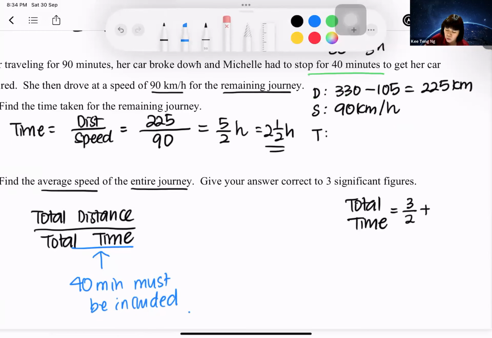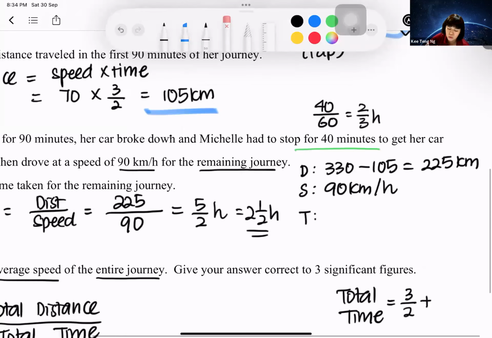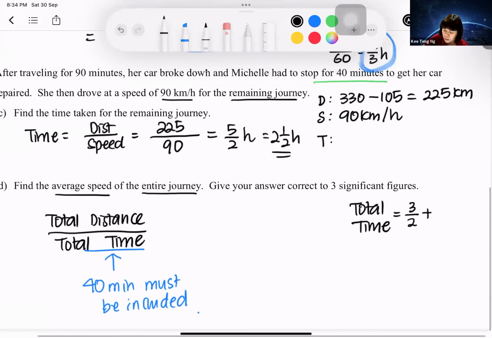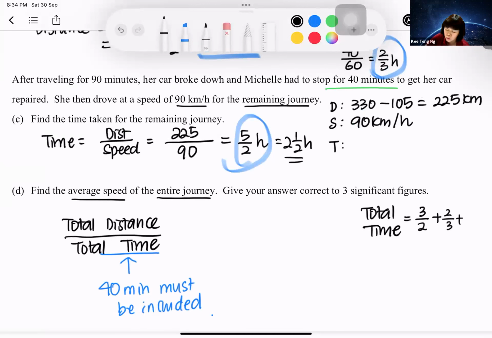Plus, then they repaired the car. 2/3 of an hour, plus the second part of the journey, 5/2 of an hour. Right, all these are in hours. So 3/2 plus 2/3 plus 5/2. Include the break time as well. I get 14/3 of an hour.